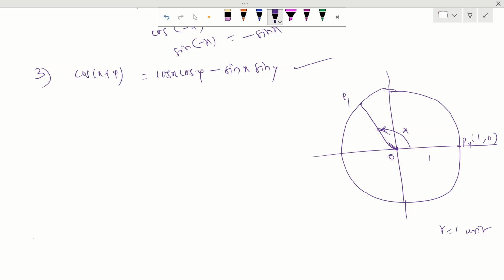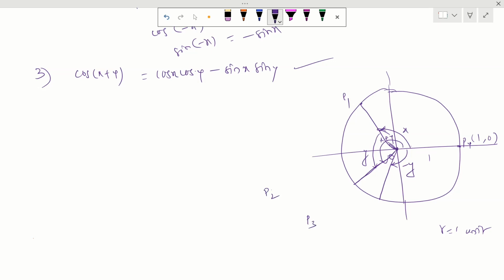Another point I'm taking somewhere here is more than 180 degrees, and the angle from here to here is y. The angle from here to here is x plus y. From the negative axis side, I am taking another point somewhere more than minus 90, and the angle from here to here is minus y. This point is P1, this point is P2, and this point is P3.